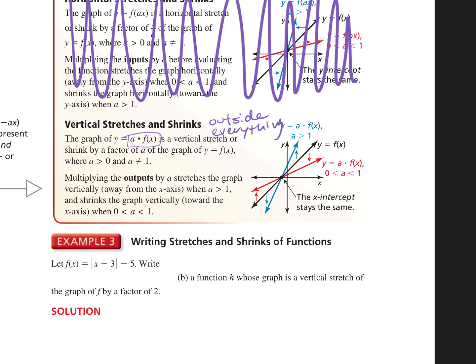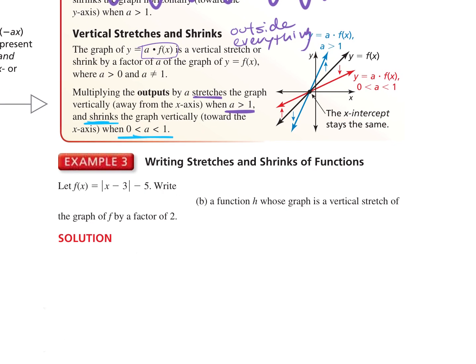The difference between the stretch and shrink is that it's going to be a stretch when the number is greater than 1. So here it'll be a stretch if the number is greater than 1. Where does it say? Down here. Stretch is when a is greater than 1, and then shrink is when it's in between 0 and 1. But that happens on the outside, and we multiply it to everything.